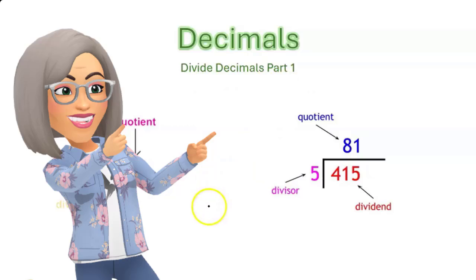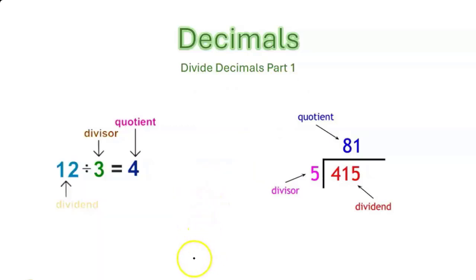Teach you how to divide decimals. Before we can do that, we need to know the parts of a division problem. So here is a division problem written two different ways, in sentence form and in long division. In this form, the first number is the dividend, the second number is the divisor, and after the equal sign is the answer, which is called the quotient.